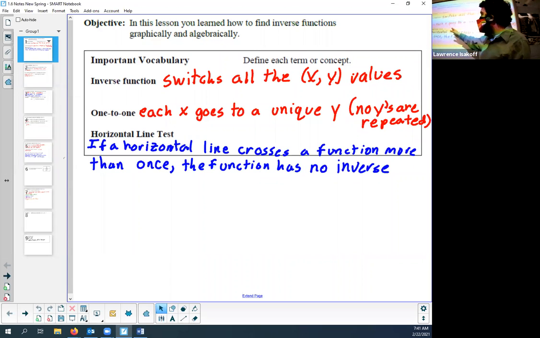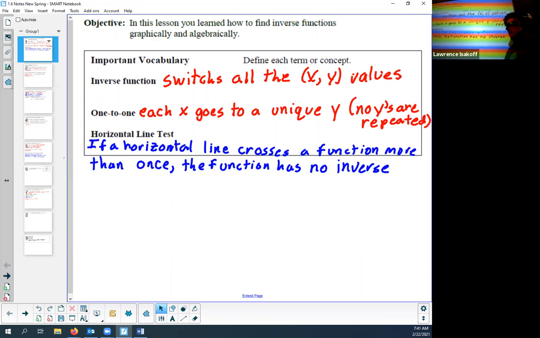So for a function to have an inverse, that means it should be one to one. Each x goes to a unique y value. That means no y's are repeated.